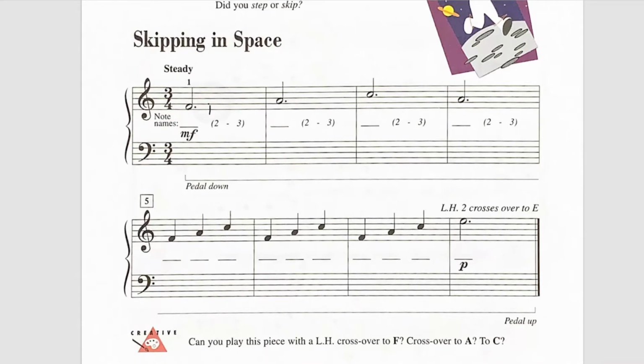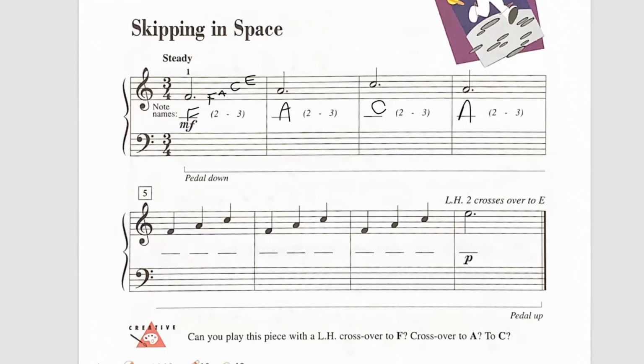So beginning with this first note, let's write the word FACE next to it so that we can determine which letter it is. That's a letter F. Can you figure out the rest of the first line with me? The next note is A, then we go to C, and then we go back to A. Let's jump to the first measure of the second line now. Do you know what those notes are? Yes, they are F, A, C.